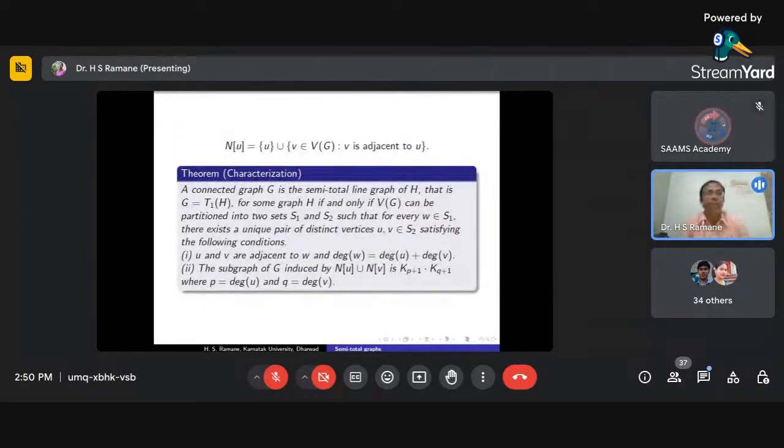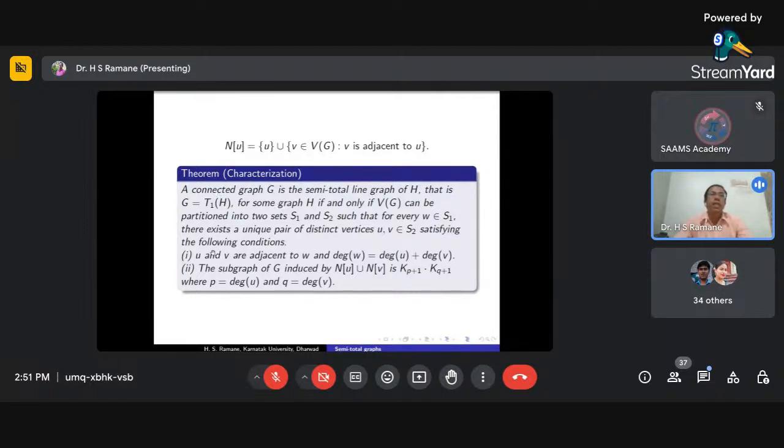Now the characterization of the semi-total graph. Here N(U), this notation, is a closed neighborhood. The neighborhood of a point is the set of all its neighbors, and including that point, it is a closed neighborhood. So N(U) denotes the closed neighborhood of a vertex U.